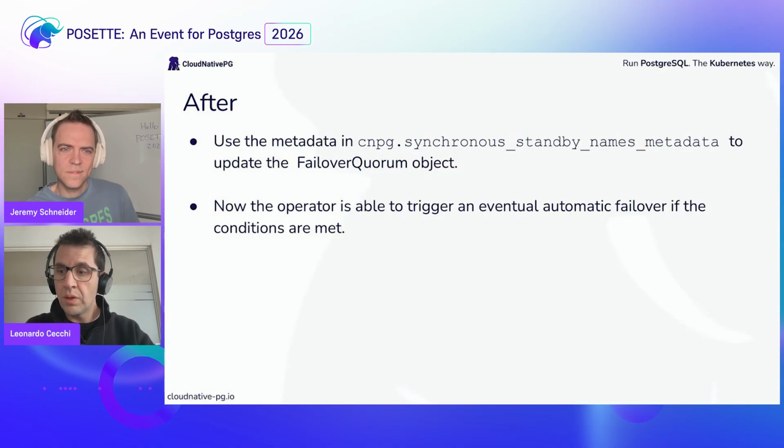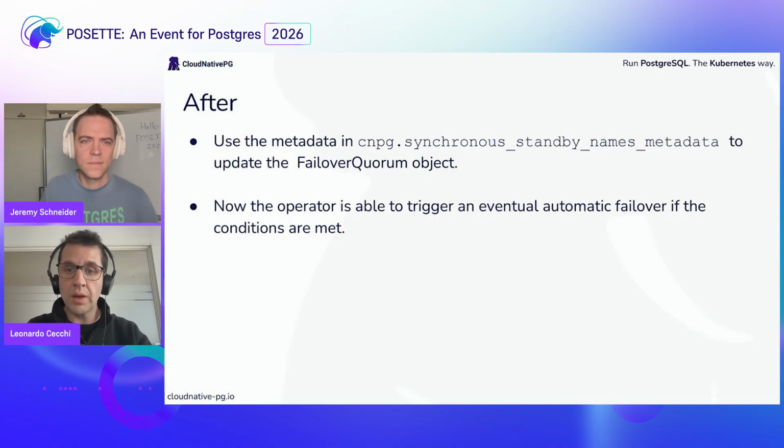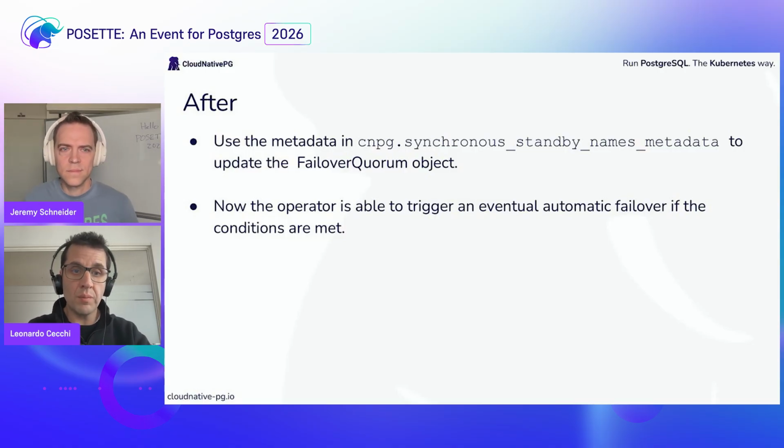So from this walkthrough, the really important thing is that Postgres is the source of authority here. It's not us, it's not the CRD, it's not the Kubernetes controllers. And so from now on, if the conditions are met, the operator will be allowed to trigger an automatic failover using the information it has.